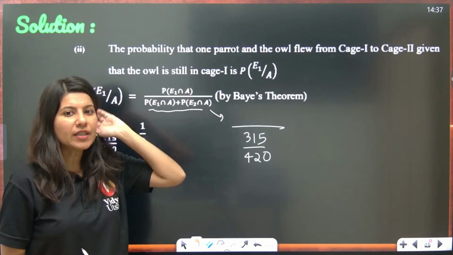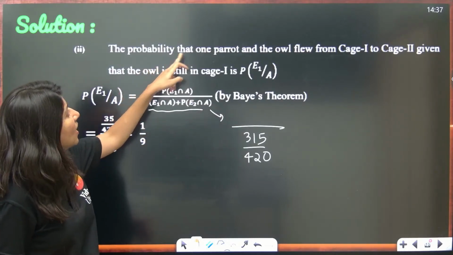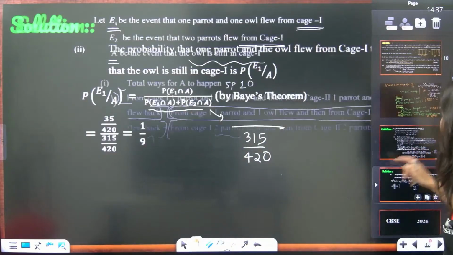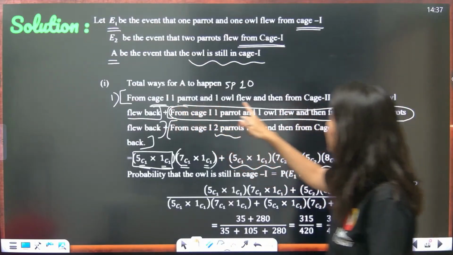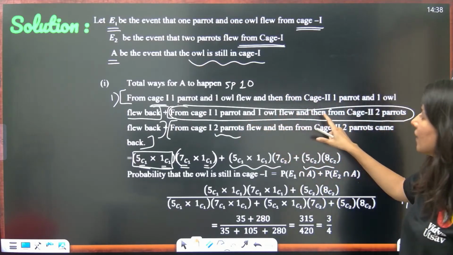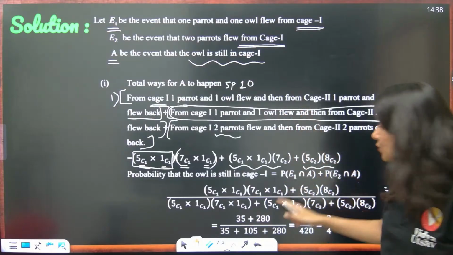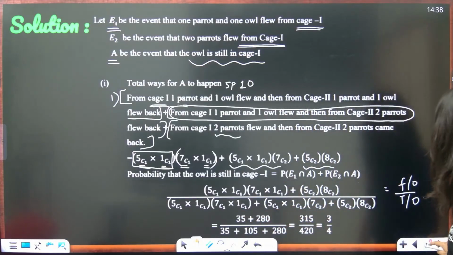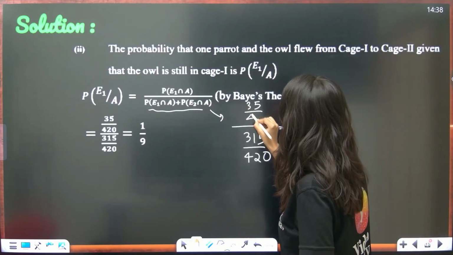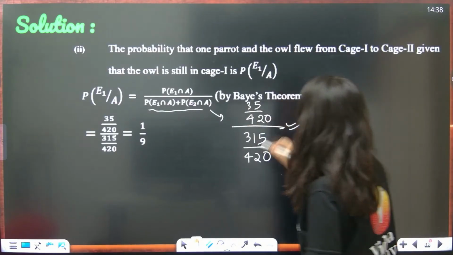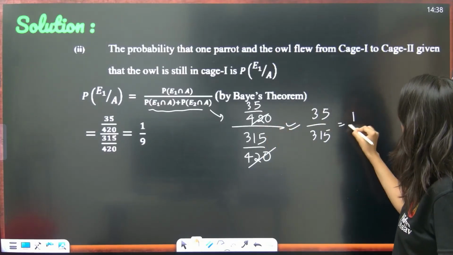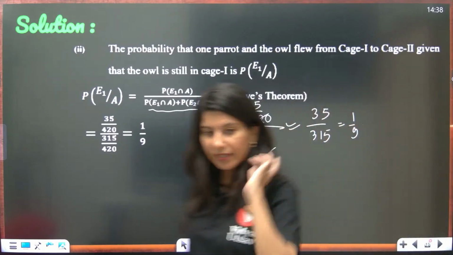What about the numerator? The numerator is one parrot, one owl flew from 1 to 2. That means case number 1 and case number 2. So 35 plus 280 will be the probability in the numerator. So 35 upon 420. So the correct answer is what? 35 upon 315, that is 1 upon 9.